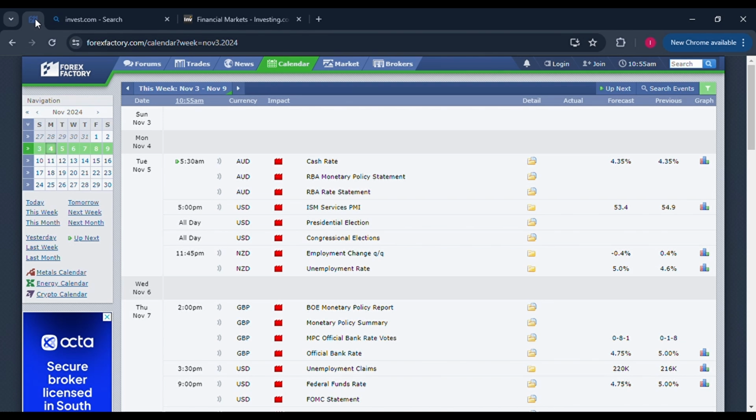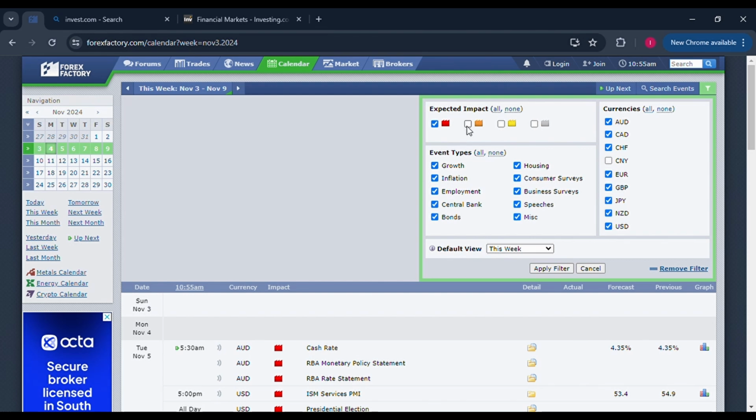Very beautiful. Very clear, simple. It's not complicated for me, it's not complicated at all. So I like to use this one. First, what I did here, I used this filter, and I said I want only high impact news.